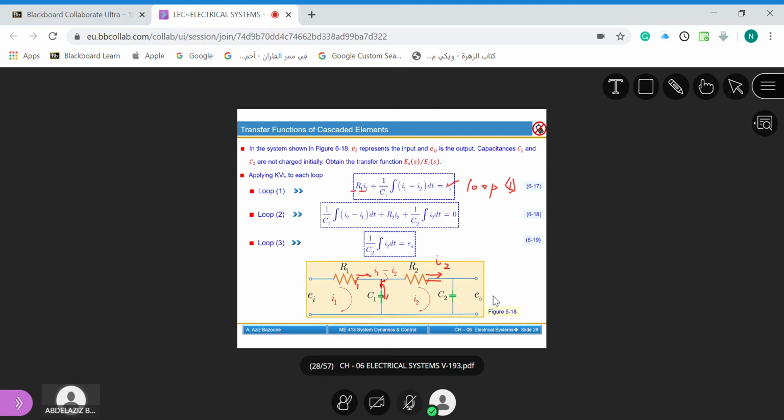And then for the second one, we will have 1 over C1 integral of I2 minus I1, on the opposite direction, dt, plus R2 I2, plus 1 over C2 integral of I2 dt, equal to 0. It's a closed loop. So this is for loop number 2.